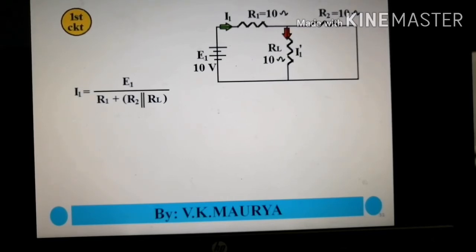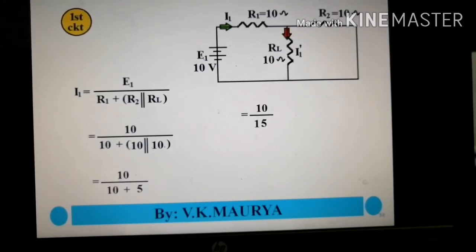R2 and RL are connected in parallel, and this combination is in series with R1. So I1 is E1 divided by R1 plus parallel combination of R2 and RL. Yes, now we put the values after the solving. The value of I1 is 2/3 ampere.